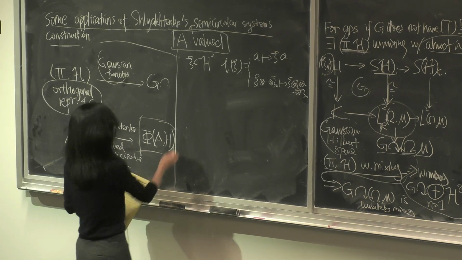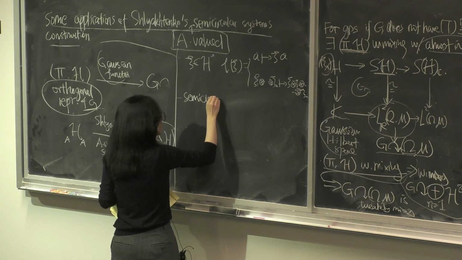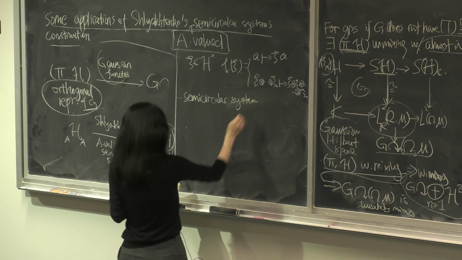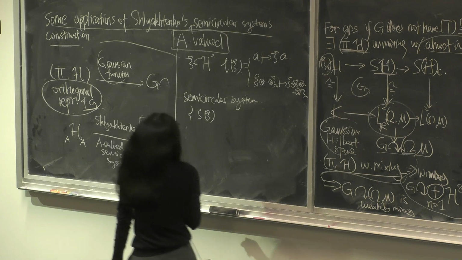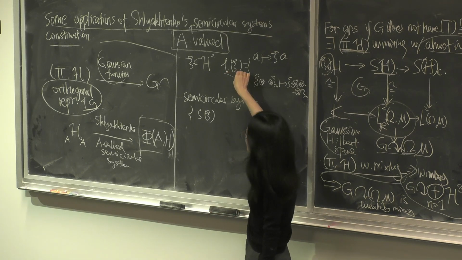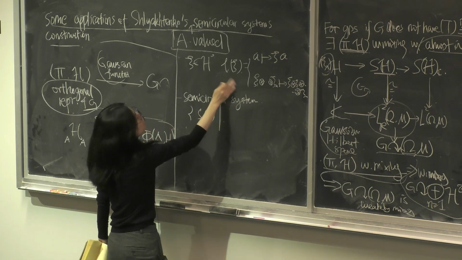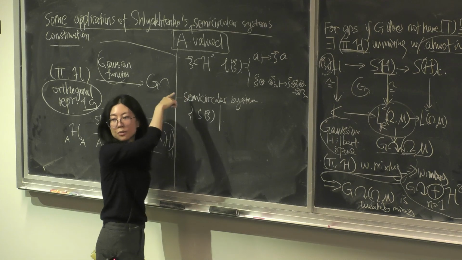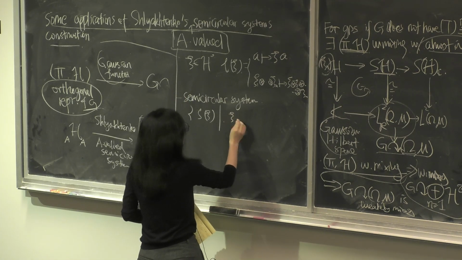Okay, and then the semicircular system is all of the, you take this creation operator, you symmetrize it, and look at all of the bounded vectors inside your original bimodule. This is your semicircular family. Okay.